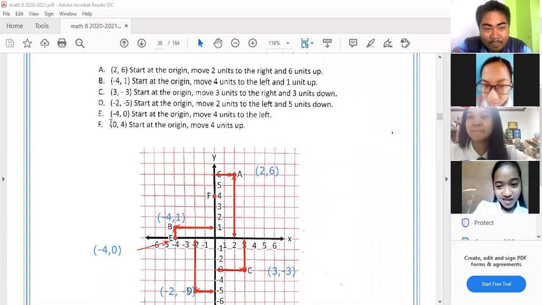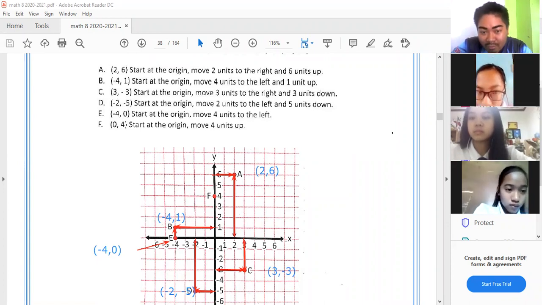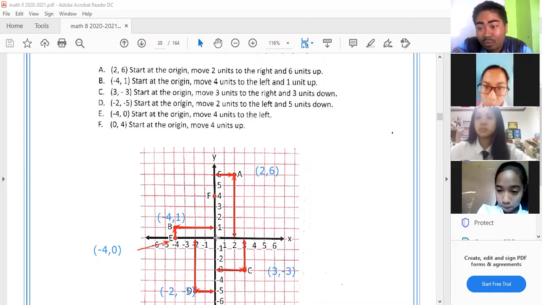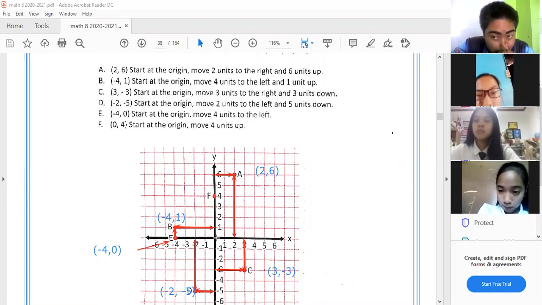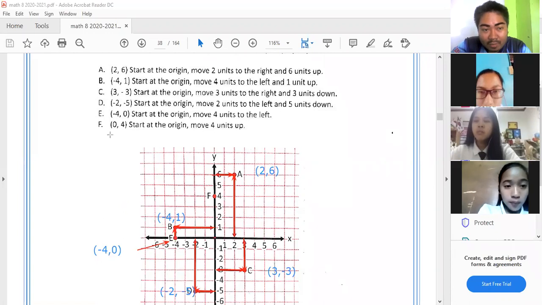So therefore, next naman we have F. (0, 4). So saan naman siya? So starting from the origin. So yung gitna natin, that is your origin pala. Itong gitna na 'to, this is the so-called origin. Mula sa gitna. Okay? So ang origin natin is (0, 0). Okay. So yan, (0, 4).